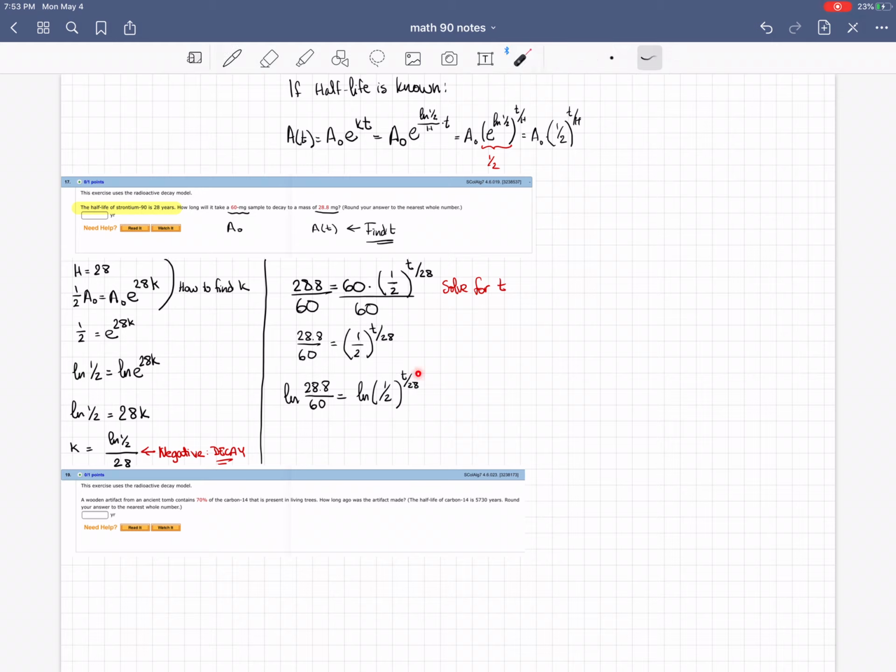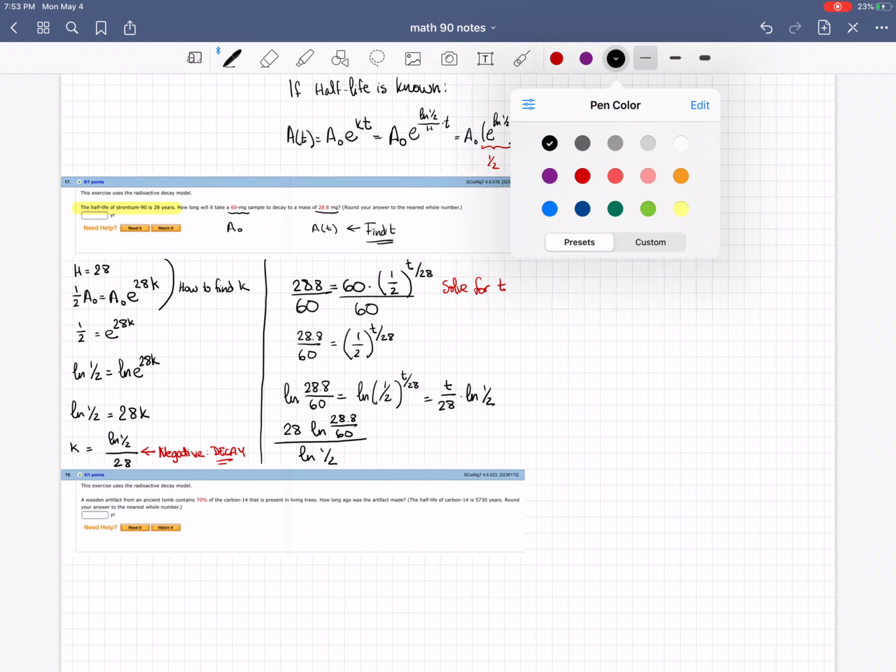And as we've said many times before, properties of logarithms allow the power to pop out. So it becomes t over 28 times the natural log of 1/2. And since we want t by itself, we're going to multiply both sides by 28. And then we're going to divide it by the natural log of 1/2. Okay, so that's the precise answer, but you'll notice in the problem it says round your answer to the nearest whole number. So we're going to punch this into a calculator to get a sense of what this is.